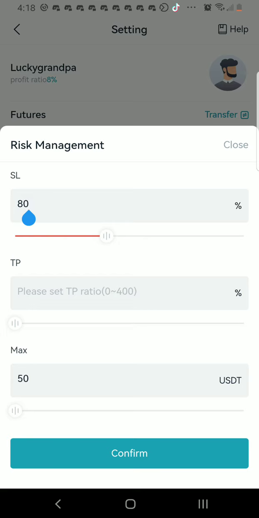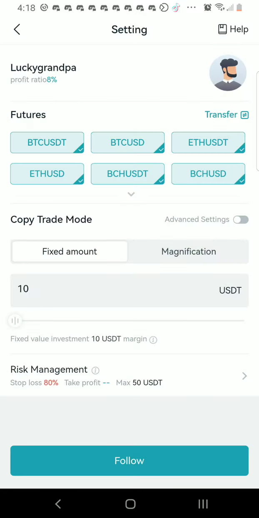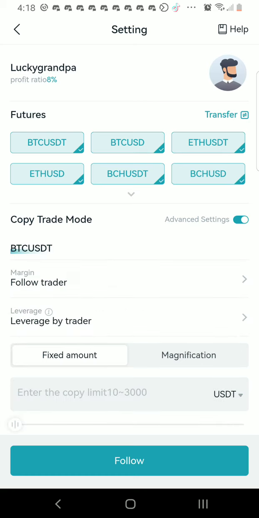That's why they have up to 200 here, but you just put it to 80%. Okay, then confirm, and then you can see the risk stop loss 80%. If it's in isolation, then you will not hit your stop loss, your liquidation. Okay, let me check the advance.